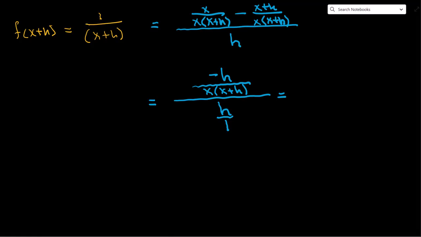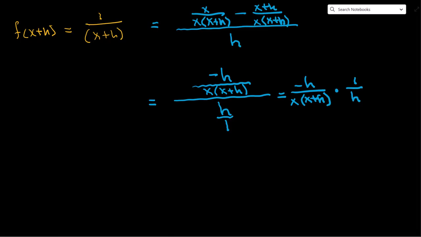If you have a fraction, and we do have a fraction up here, divided by a fraction, and we do have a fraction down here. When you divide a fraction by a fraction, you may recall this from somewhere back in elementary school, you just invert and multiply. So what we're going to wind up with is a negative h over x times x plus h times, now I'm going to invert the h over 1, and I'm going to get 1 over h.